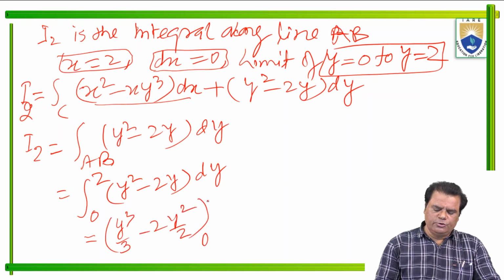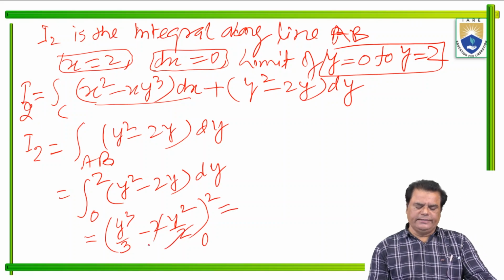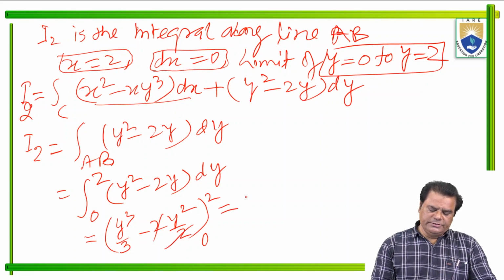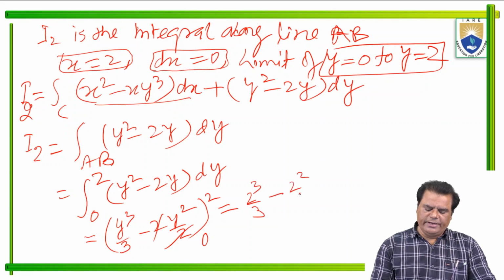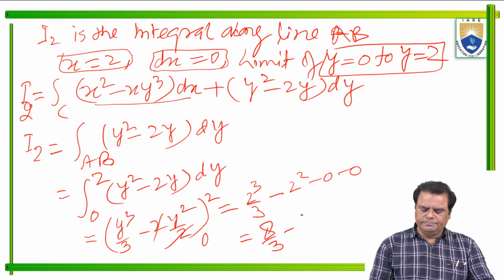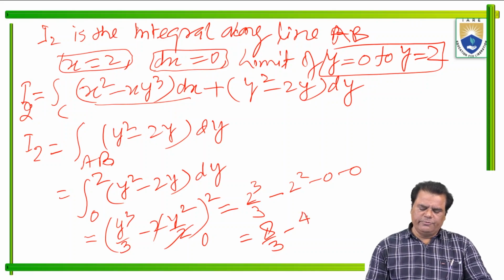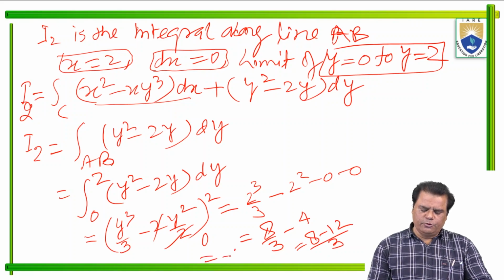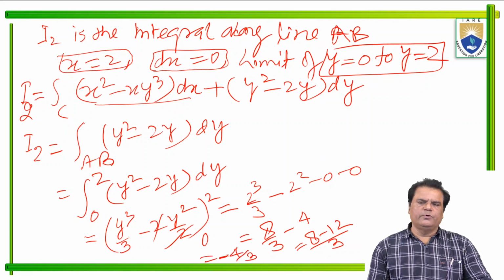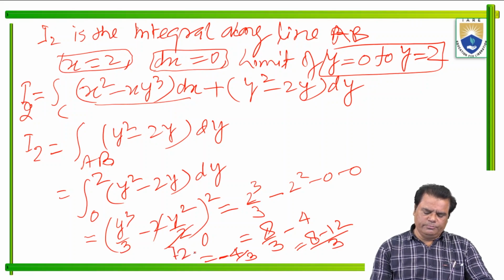Putting limit 0 to 2. This 2 is cancelled. So 2 cube by 3 minus 2 square, minus 0. So 8 by 3 minus 4, which equals 8 minus 12 by 3, so this equals minus 4 by 3. This is the value of I2.